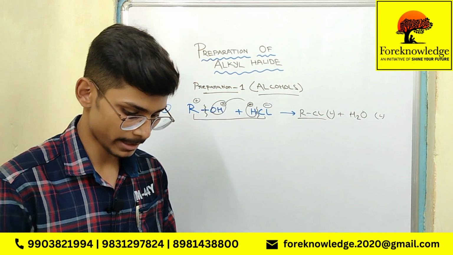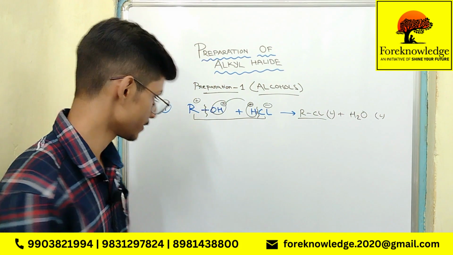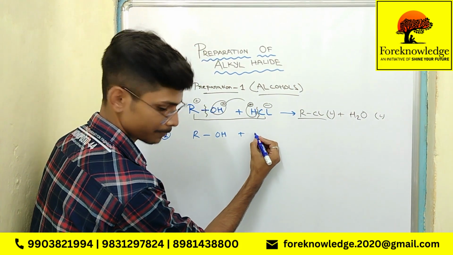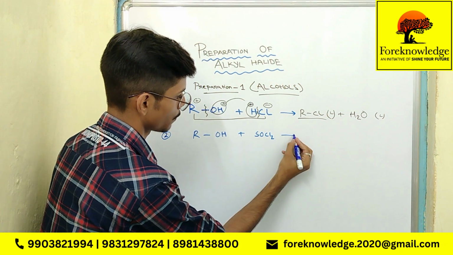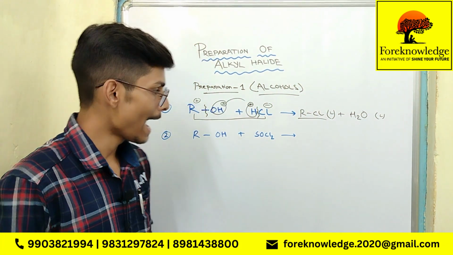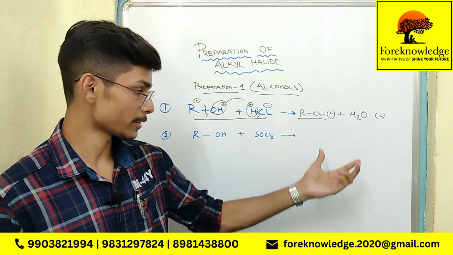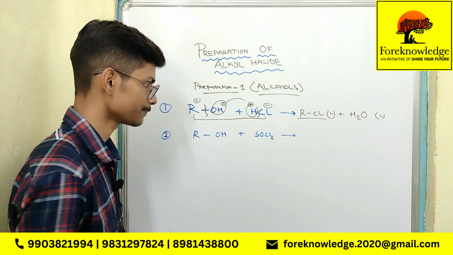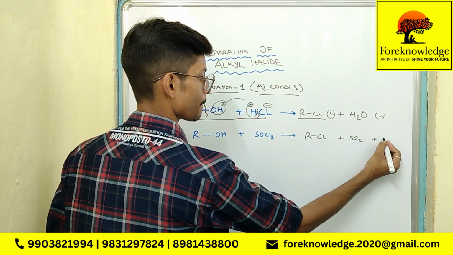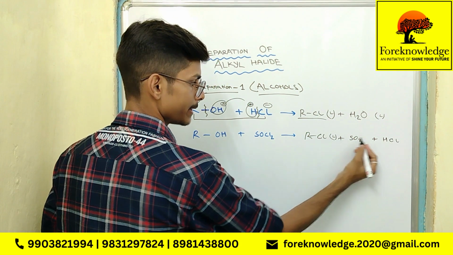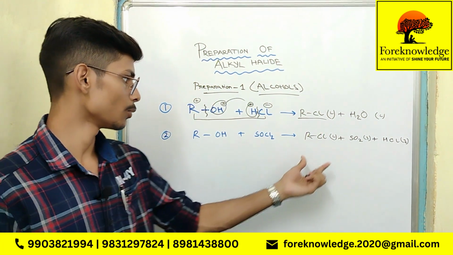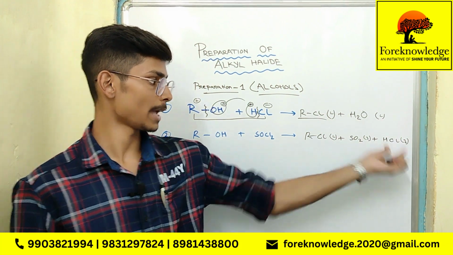Okay. So now the next reaction is reacting an alcohol with thionyl chloride. Now on reacting alcohol with thionyl chloride, obviously we will get an alkyl halide, and along with alkyl halide we will get two more products, that is SO2 and HCl. Okay, here it will be in liquid, gaseous form. On reacting thionyl chloride with alcohol, we will get alkyl halide, that is RCl, SO2 and HCl.